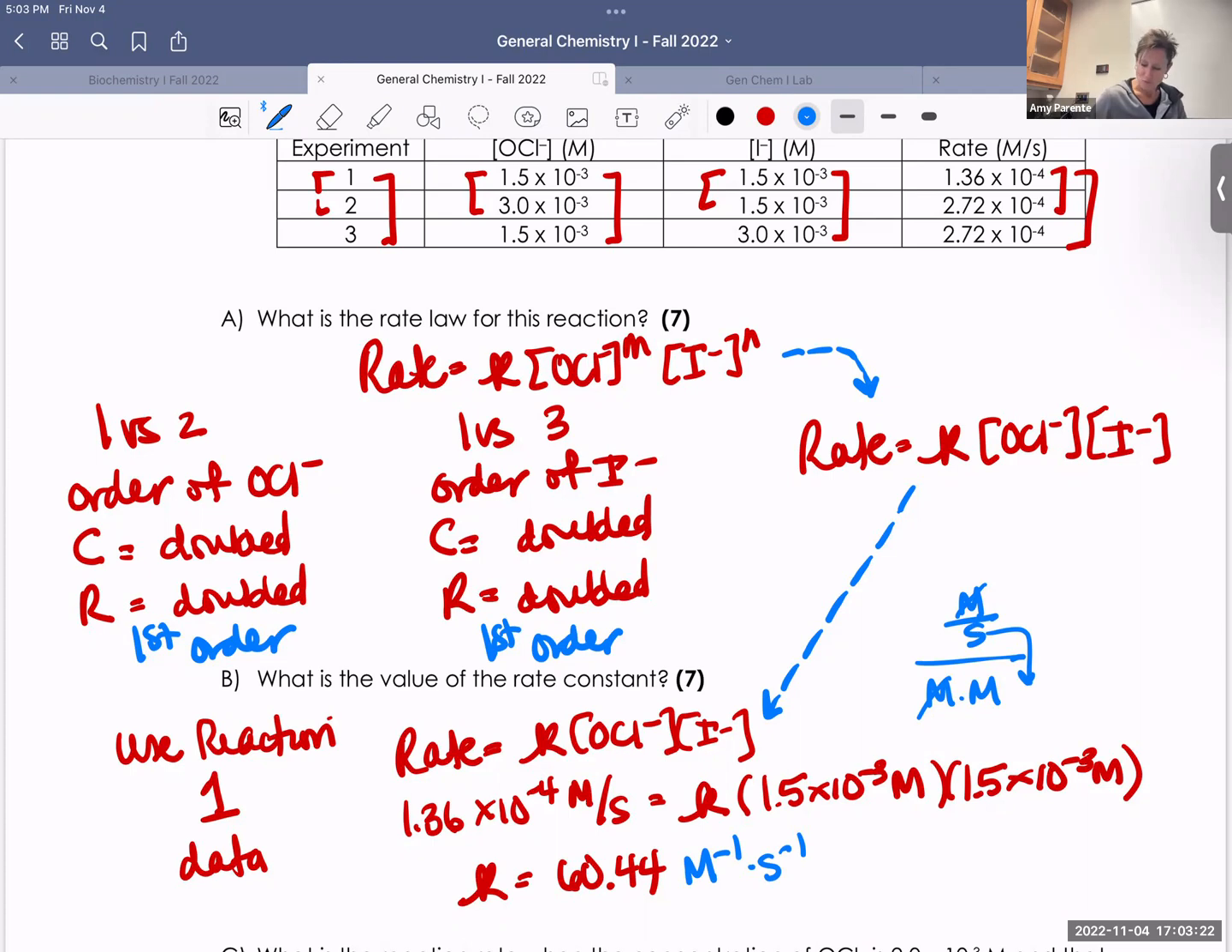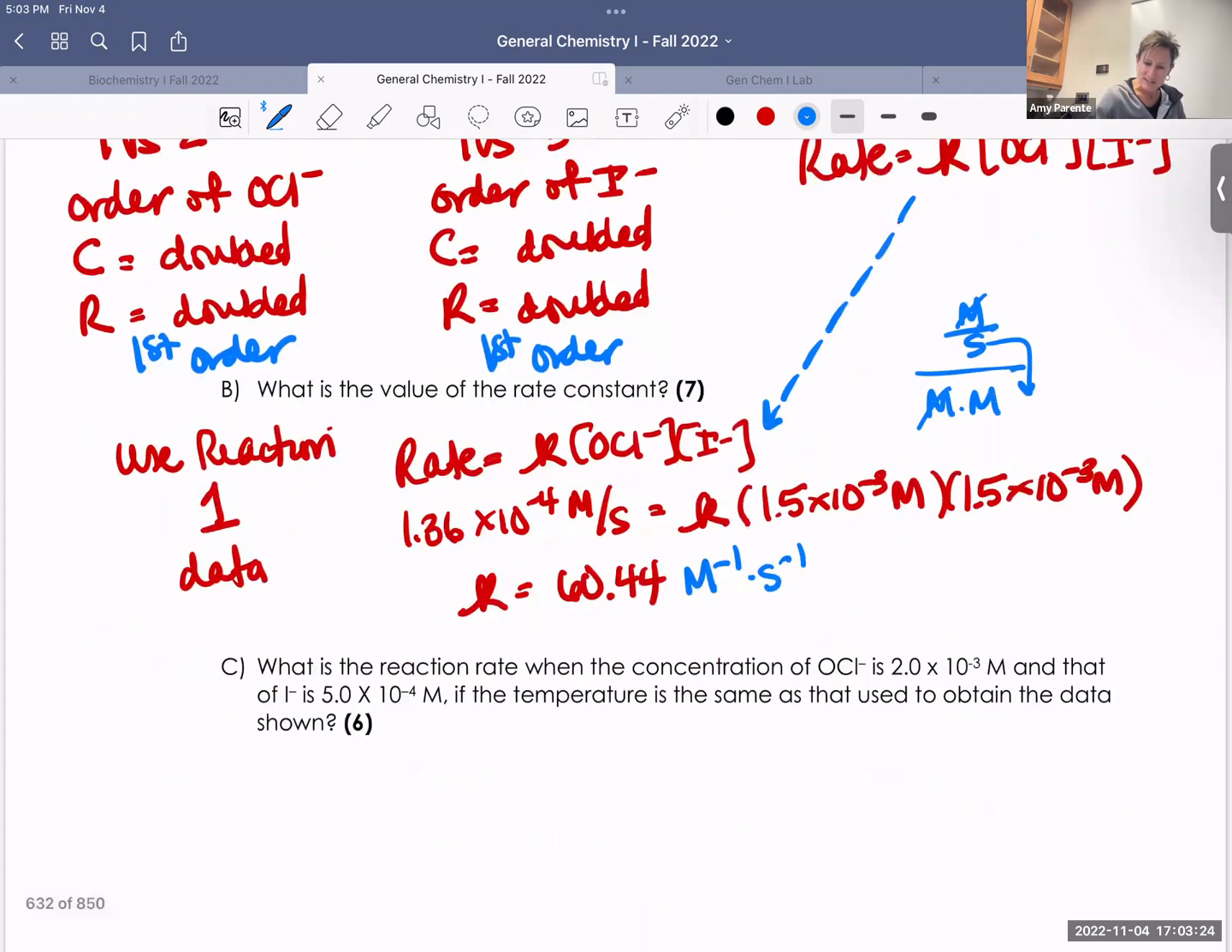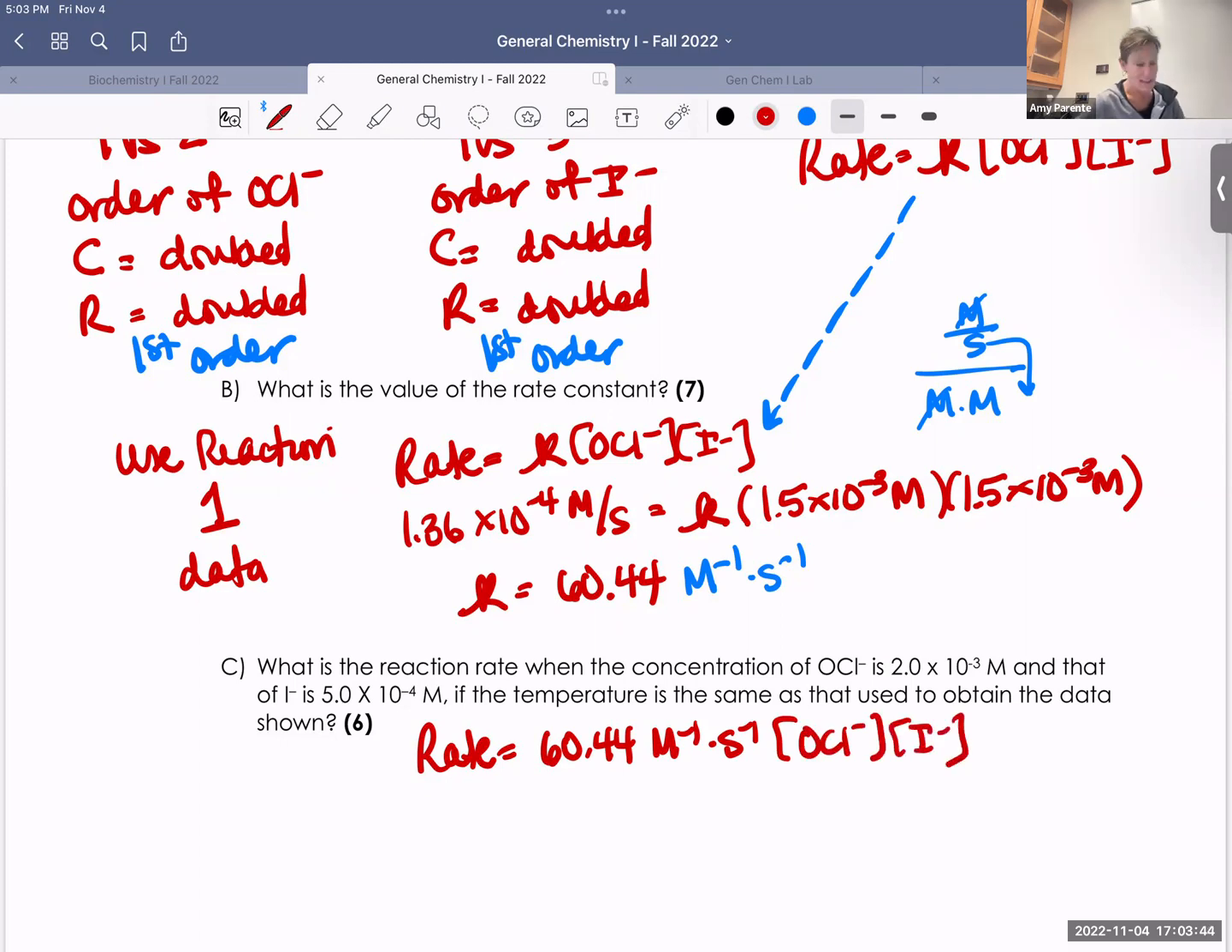Okay, good. All right. So now the last piece is, once we know all of these pieces, now we know our very specific rate law. We know that rate equals 60.44 molar per second times the concentration of OCl times the concentration of I minus. That is the super specific rate law.